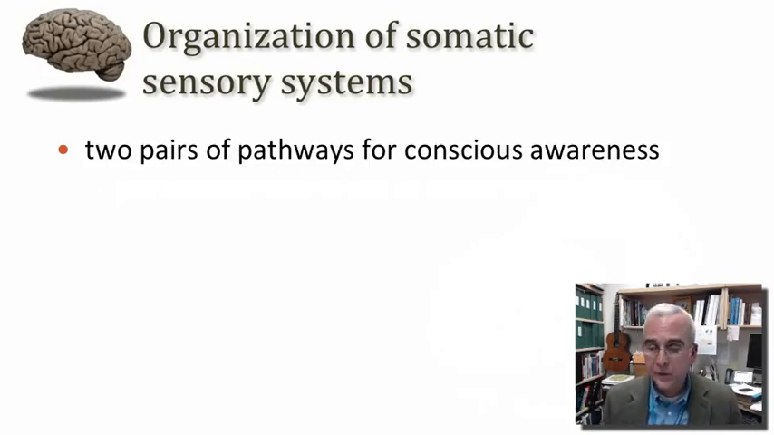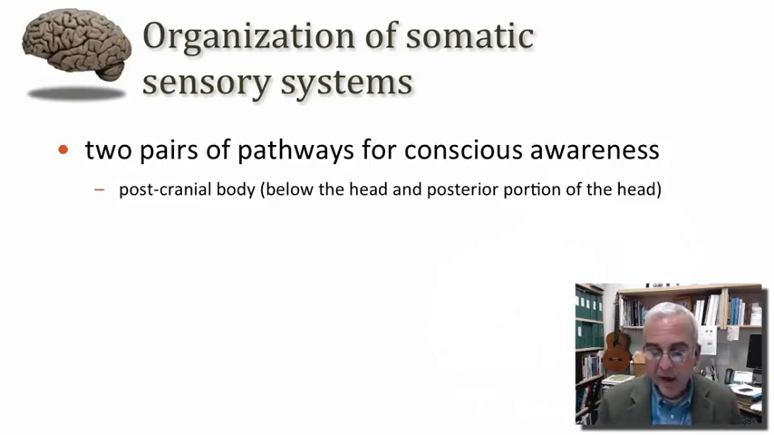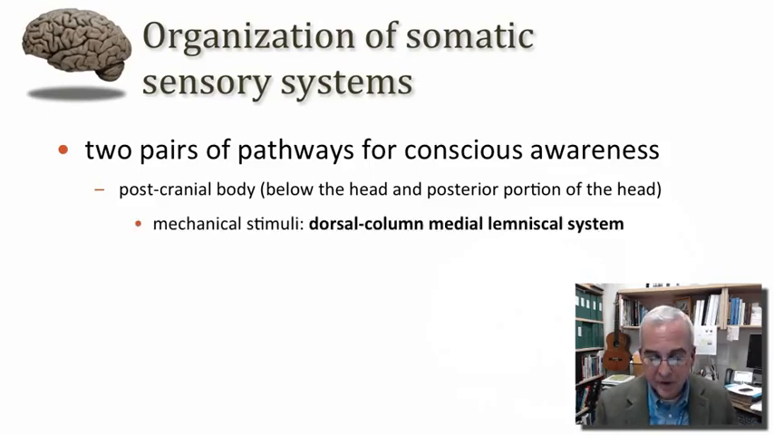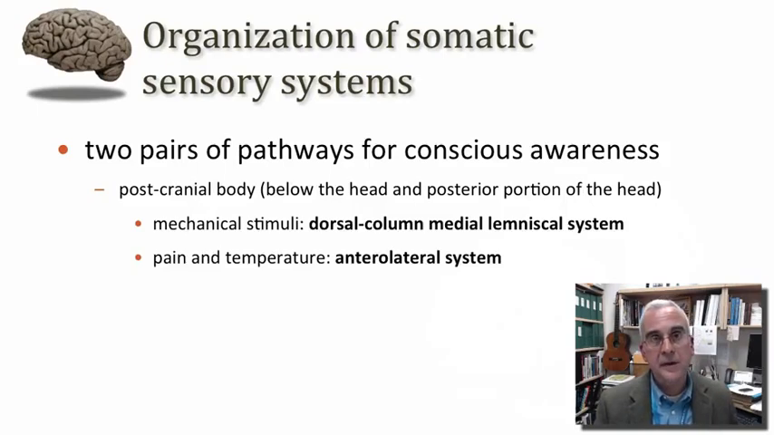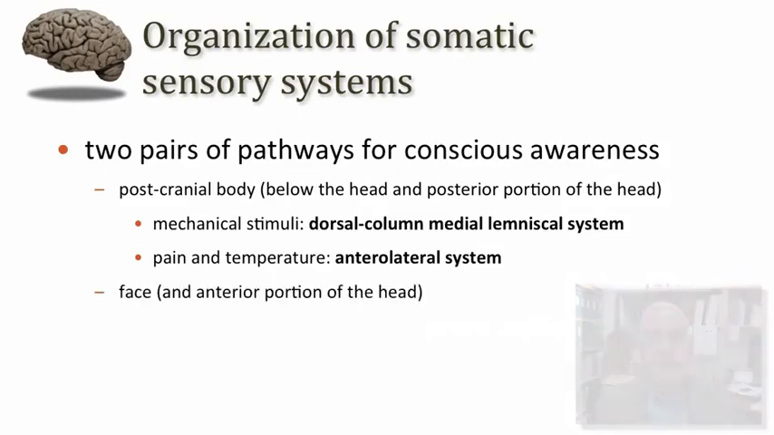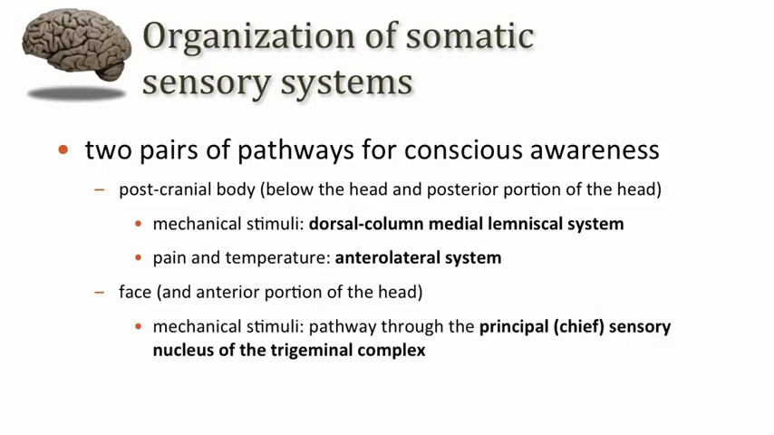So for the postcranial body, we have a pathway that is concerned with somatic sensory experience in the domain of mechanosensation. This would be the dorsal column medial lemniscal system that we discussed in a previous tutorial. Our system that conveys pain and temperature signals for the postcranial body is called the anterolateral system. And now for the anterior cranium, for the region of the face, our mechanosensory pathway runs through the principal or the chief sensory nucleus of the trigeminal complex, as we saw in a previous tutorial.